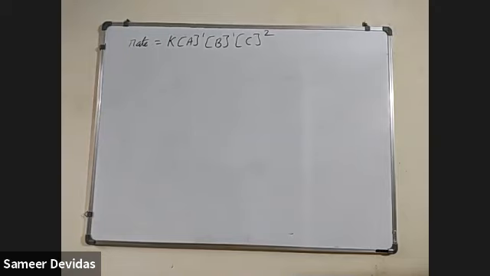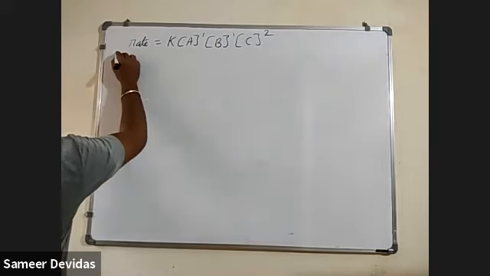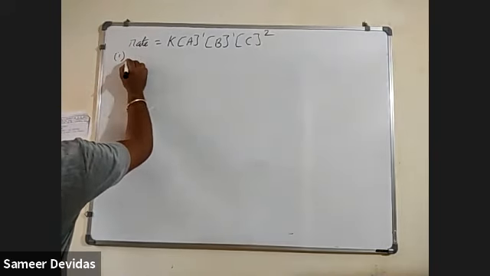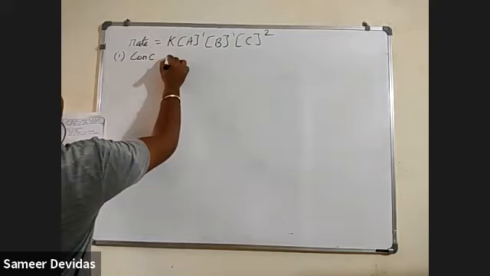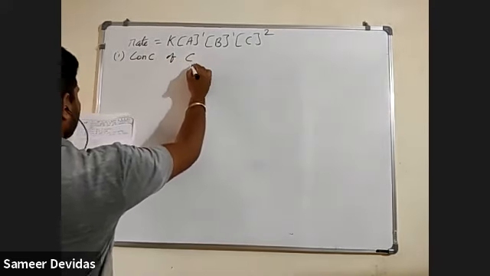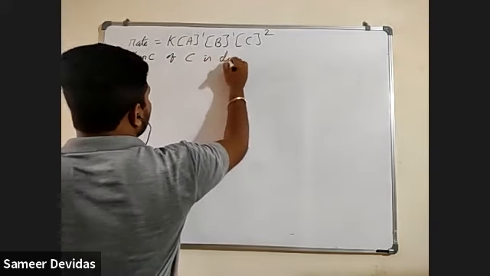How would the rate of the reaction change when, first one, the concentration of C is doubled?